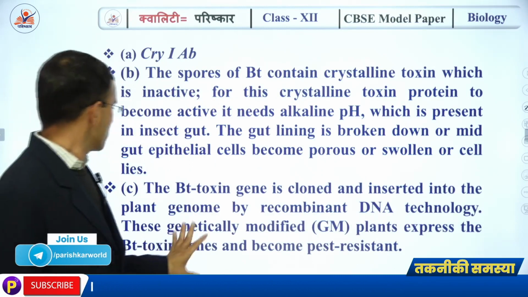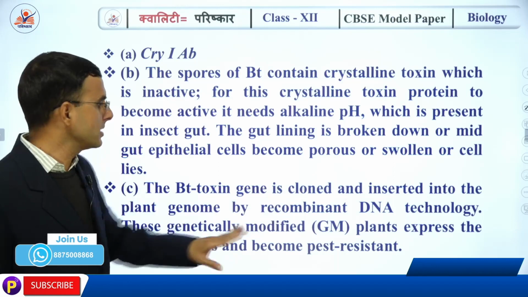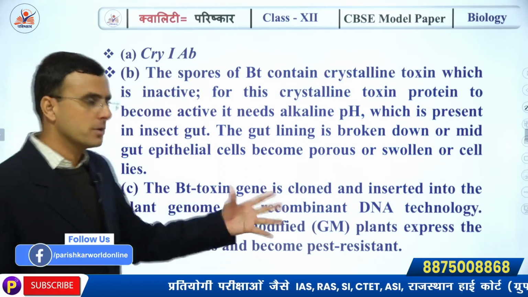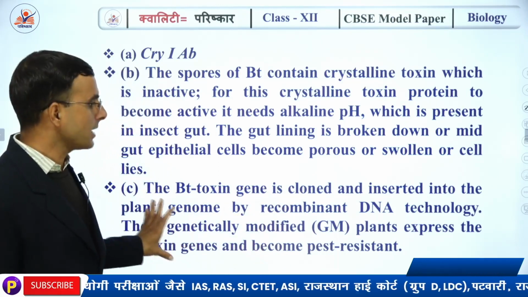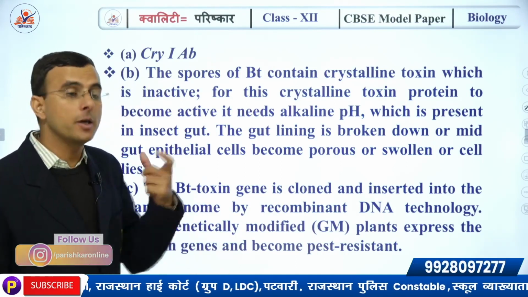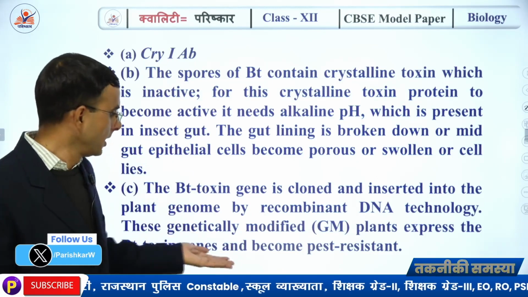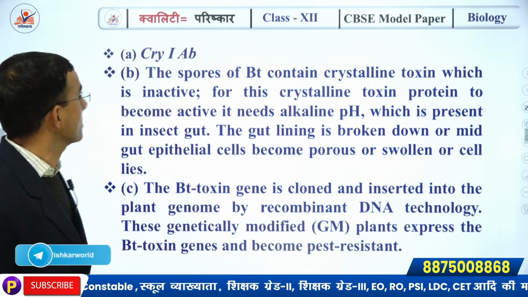Now the last one is that the Bt gene is cloned and inserted into the plant genome. That is biotechnology, and it is very useful for producing Bt toxin, as in Bt cotton. That is a very useful crop for pest resistance.